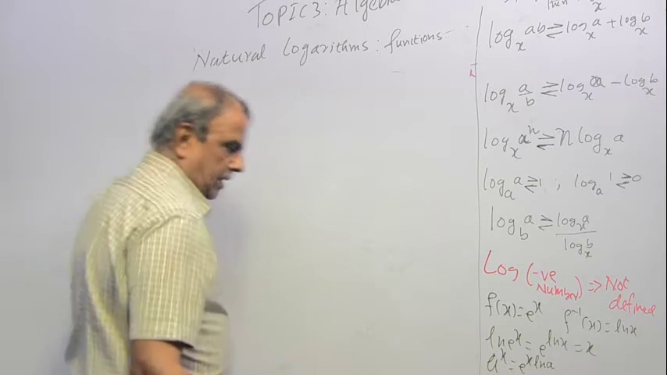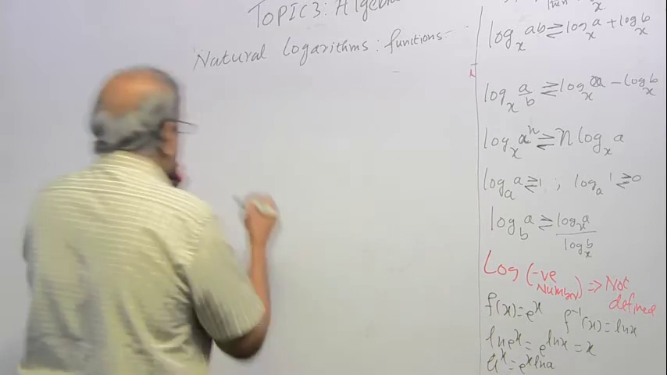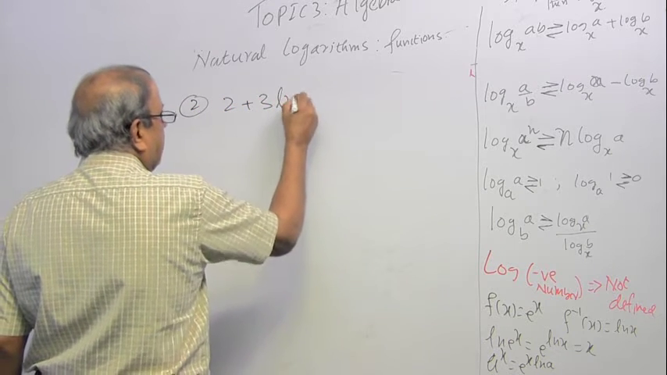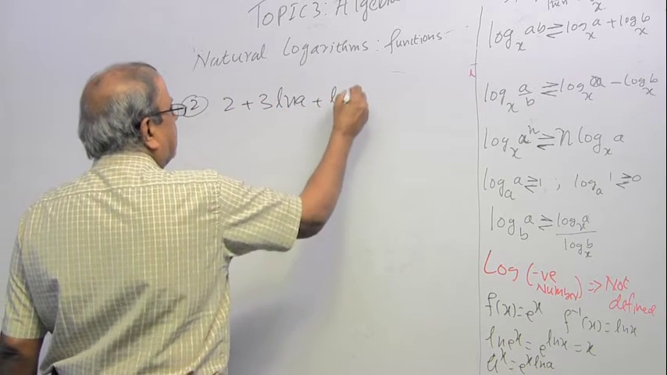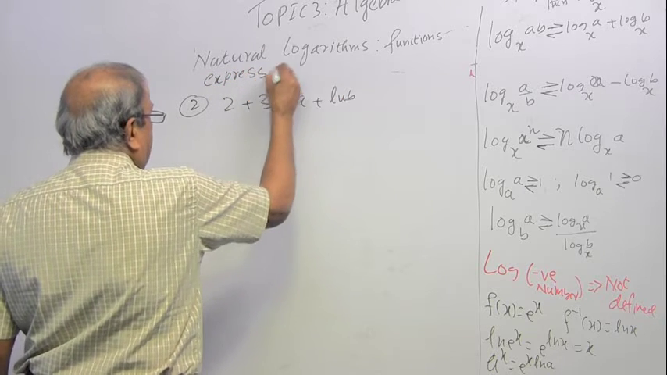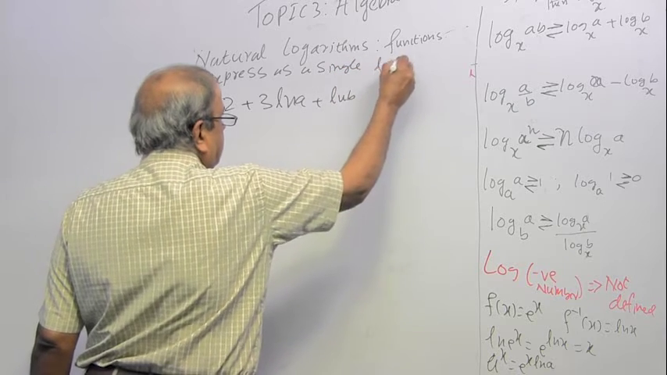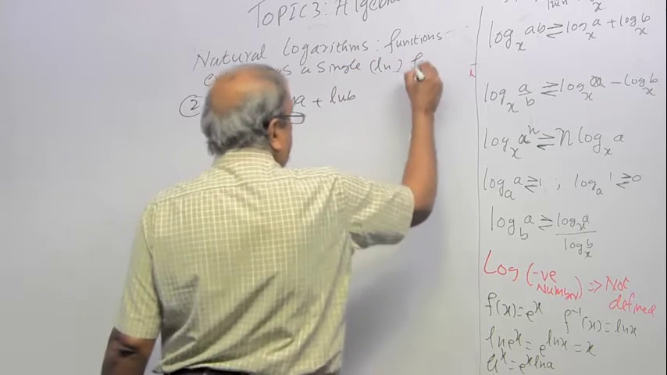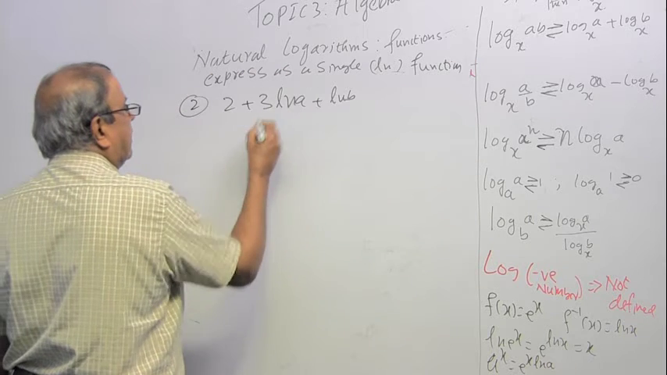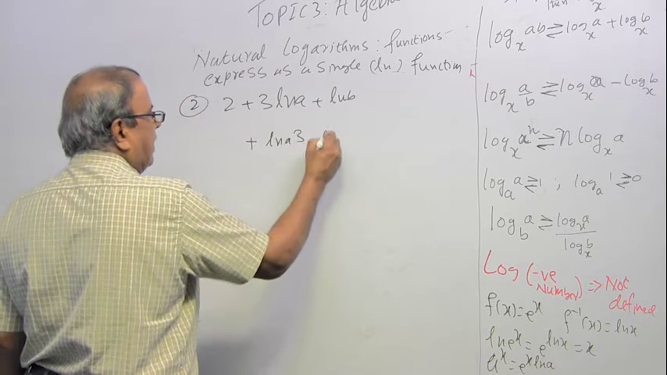Right? Now, 2 plus 3 ln a plus ln b. The question is still the same. Express as a single ln function. 3 ln a can be written as ln a cube. Ln b is ln b.